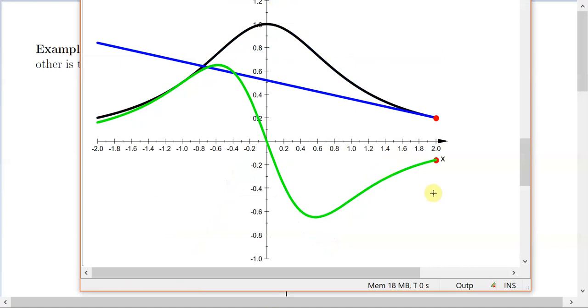Where my graph has tangent lines with positive slope, my green graph is above the axis. Where my original function has tangent lines with negative slopes, my green graph is below the axis, and it crosses and is 0 where I see a horizontal tangent line, which is that little bump at the very top, at the high point. You can see that it would have a horizontal tangent line there.